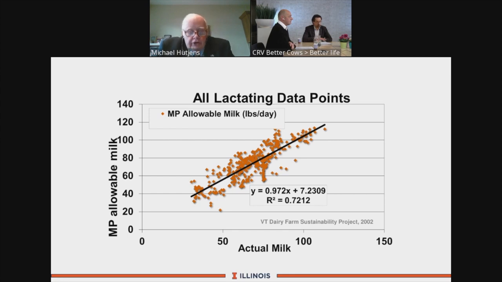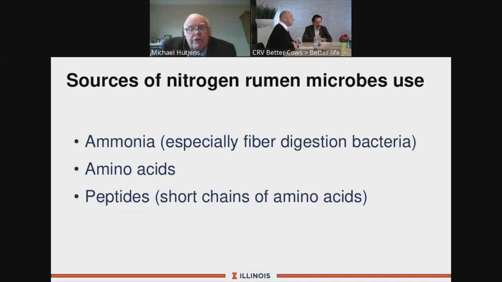So that's why you and I are at MP. So hopefully I've sold you on why the old NRC 2001 and the current NRC 2021 are staying with metabolizable protein instead of crude protein. And of course, to do that, you'll have to have a rumen model.